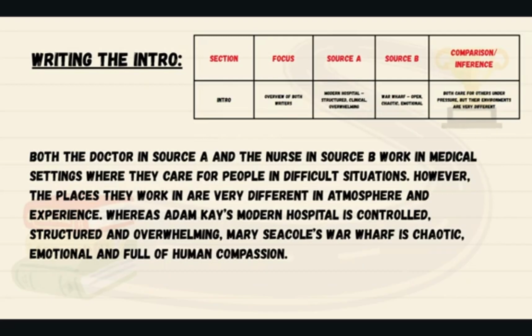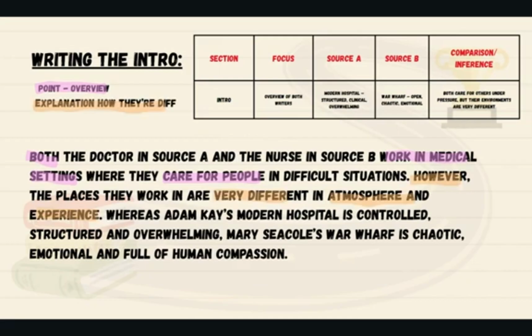Let's have a go at analysing this paragraph. So in pink here, I've put the point, which is the overview of the paragraph. In orange, I've put the explanation of how the places are different. And in yellow, I've put a comparison between both places.